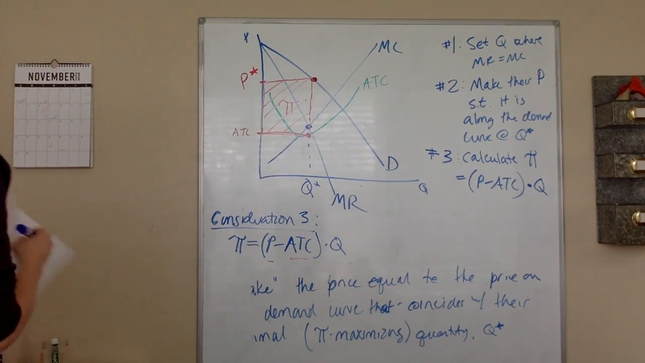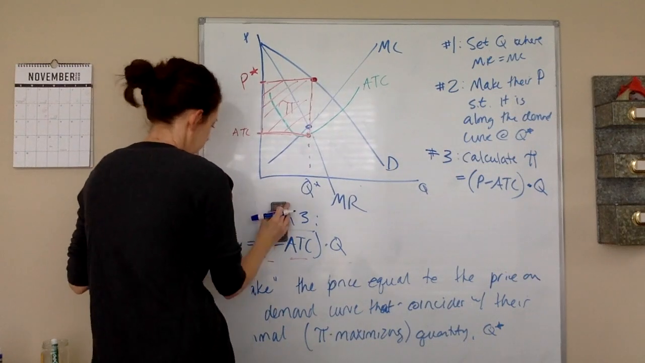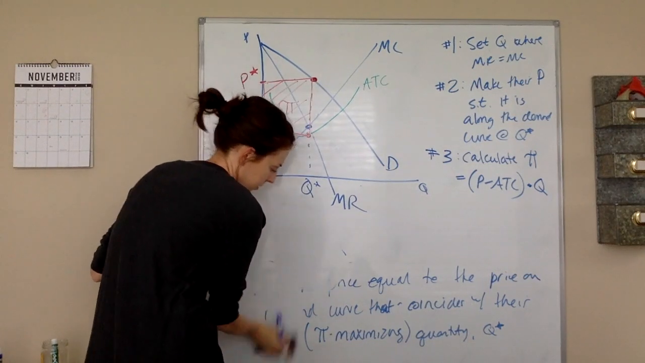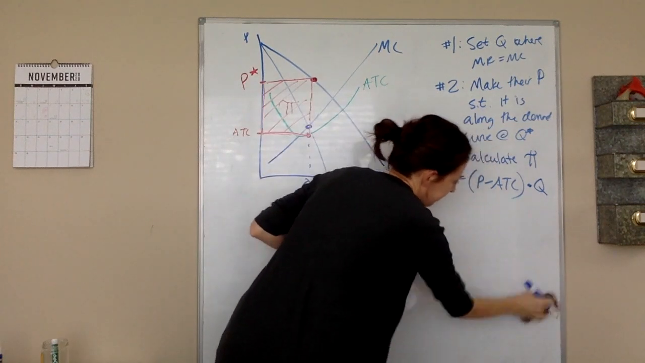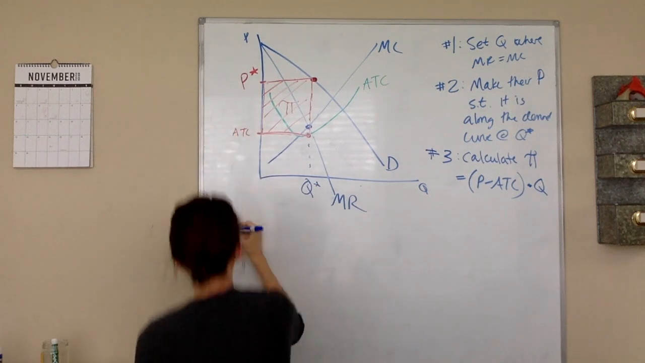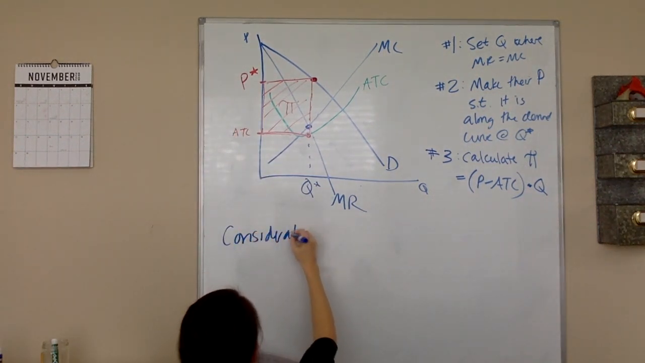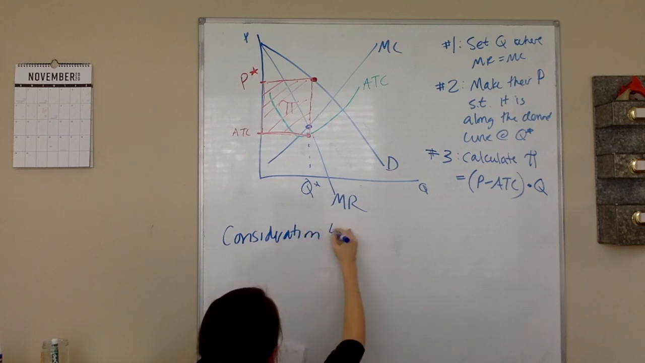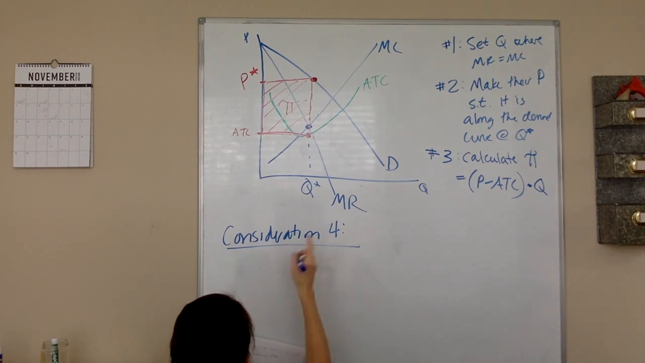Okay, one last consideration here. The last consideration, maybe I'll call this consideration 4. So we had decision 1, decision 2, consideration 3, now this is consideration 4. Consideration number 4 is that monopolies produce a quantity where marginal revenue equals marginal cost. Okay, hang with me here.